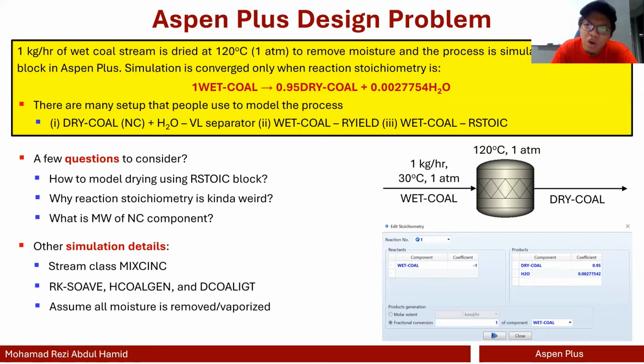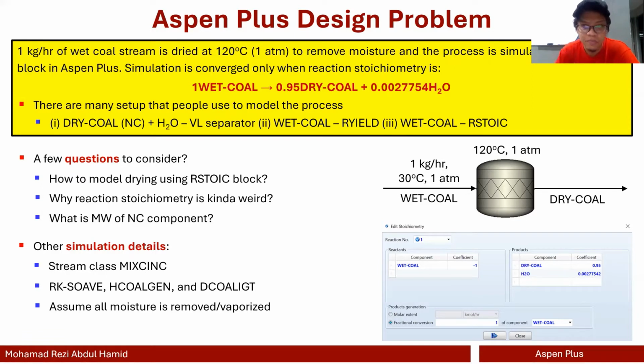When talking about drying of non-conventional components such as biomass or coal, there are a lot of ways to do this. I saw people using a vapor-liquid separator to simulate the drying process, where they just have one stream containing dry coal, a non-conventional component, plus water, and then put it in the separator, set 120 degrees and 1 atmosphere, and done. There are also simulations where people use RYIELD, where they need to specify what percent of the incoming wet coal feed turns into moisture plus dry coal.